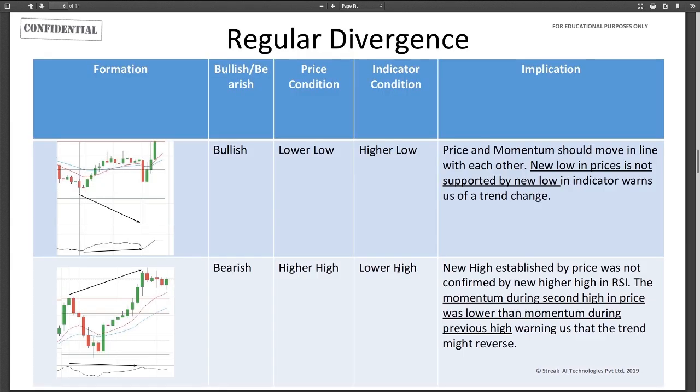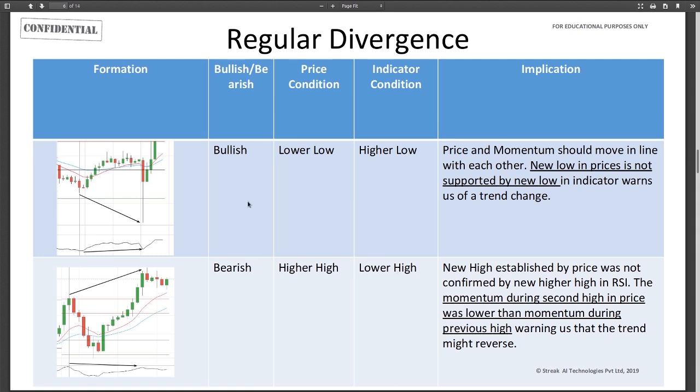Let's move on. Okay, so till now we have understood what a divergence is. There are two kinds of divergences, regular divergence and hidden divergence. Now let's understand bullish and bearish regular divergences, which are shown in the graph before.